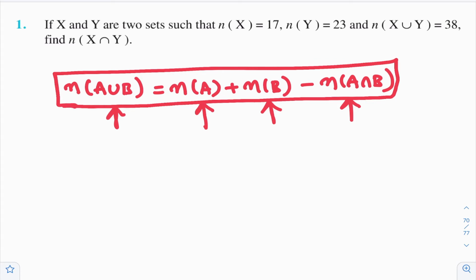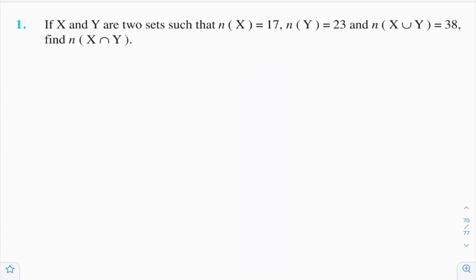In theory part I explained clearly why N of A union B is N of A plus N of B minus N of A intersection B. Okay, let's see the solution for the first question. You observe what is the given data. X and Y are two sets.